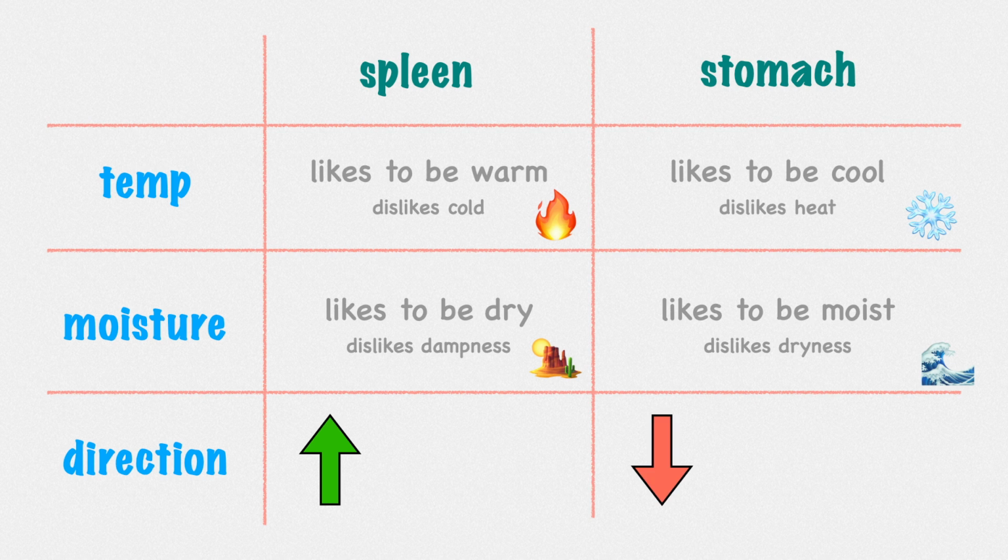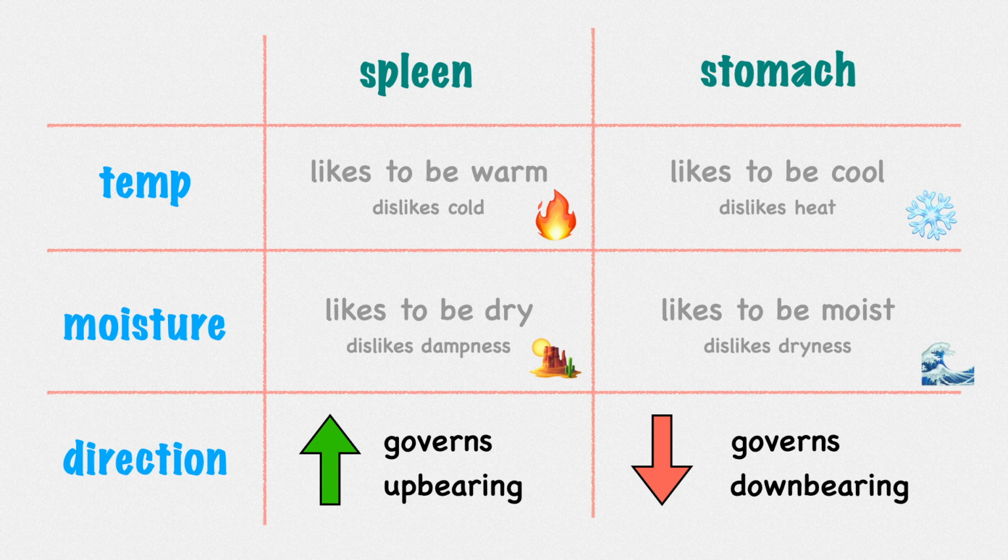Now this not only refers to the direction of the channel, but also function. The spleen governs upbearing and raises the clear yang, while the stomach governs downbearing and downbears the food into the small intestine. So this explains why certain diagnoses tend to go with one organ over the other.